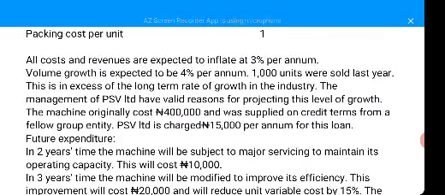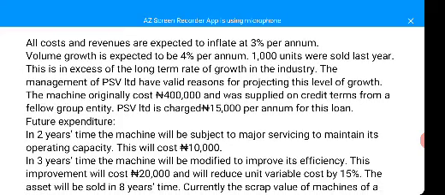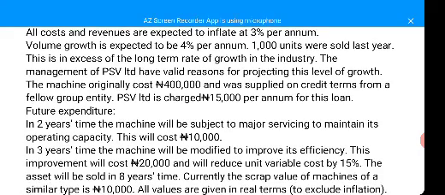Now we are told that all costs and revenue are expected to inflate at 3 naira per annum. Volume growth is expected to be 4% per annum. 1,000 units were sold last year. This is in excess of the long-term rates of growth in the industry. The management of PSV Limited have valid reasons for projecting this level of growth.